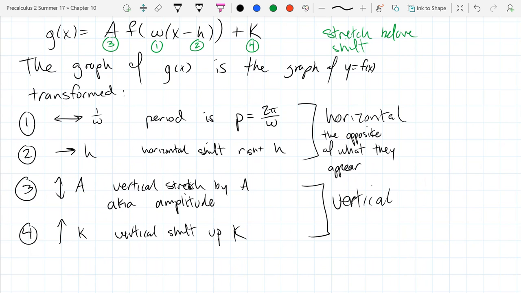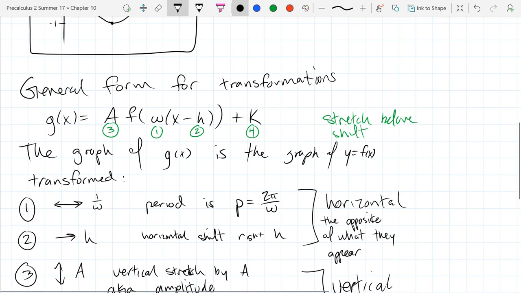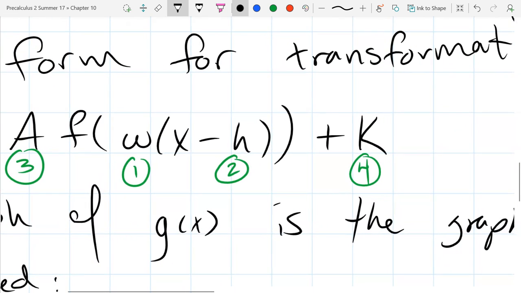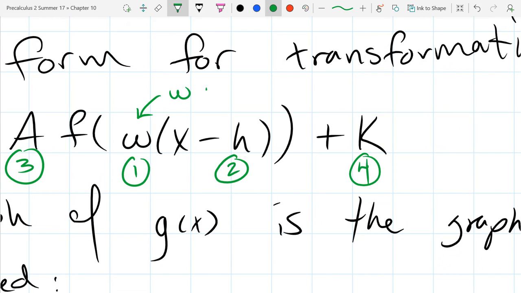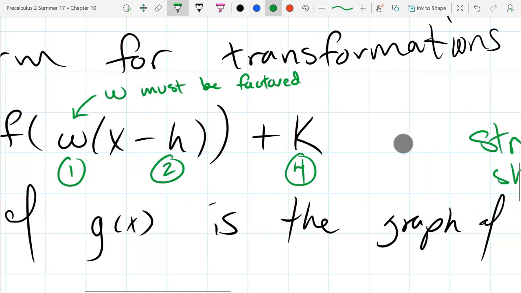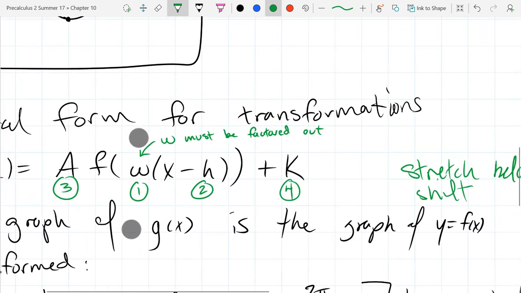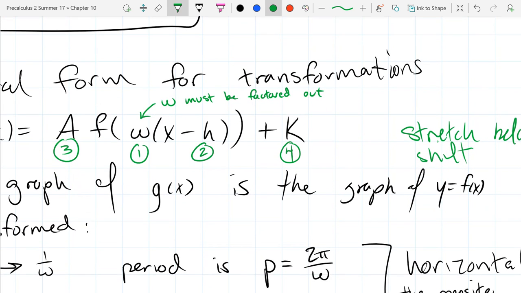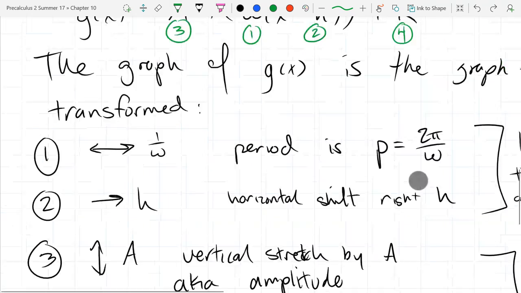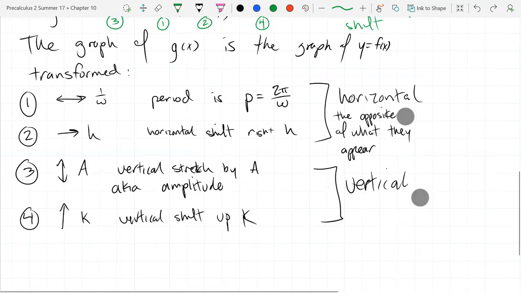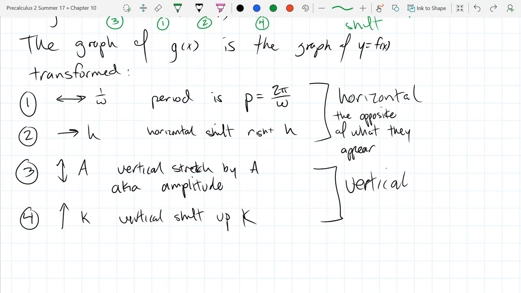The only thing that can sometimes be tricky is you might need to factor out w. So I'm going to put a note here. W must be factored out. And what it really affects is the h, and you'll see that in a little bit. So we'll do an example now.